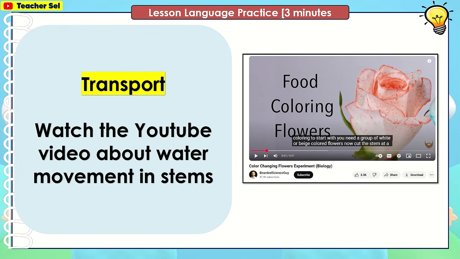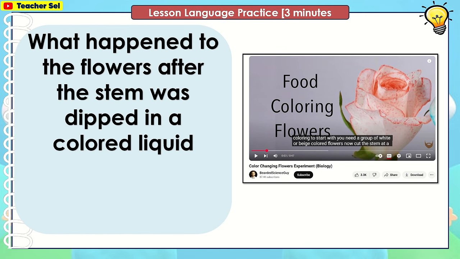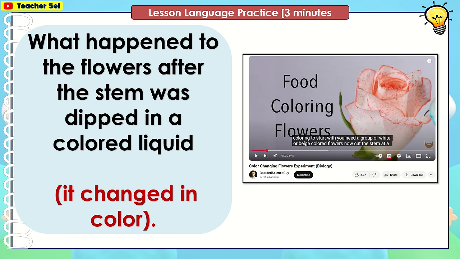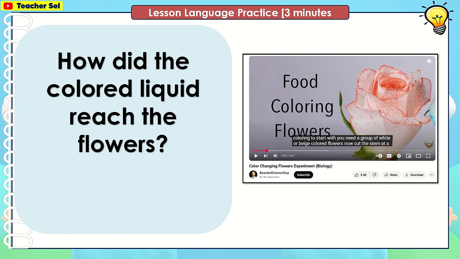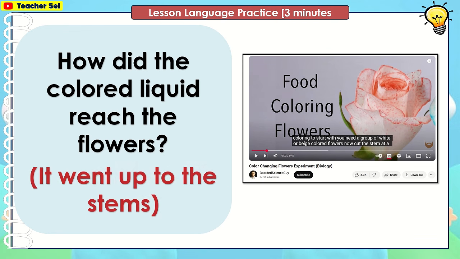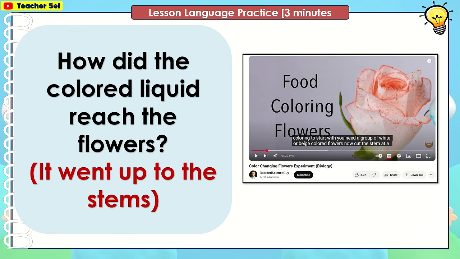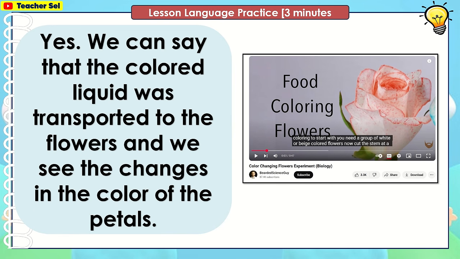Transport. Watch the YouTube video about water movement in stems. Color changing flowers experiment. Biology. What happened to the flowers after the stem was dipped in a colored liquid? It changed in color. How did the colored liquid reach the flowers? It went up the stems. Yes, we can say that the colored liquid was transported to the flowers, and we see the changes in the color of the petals.